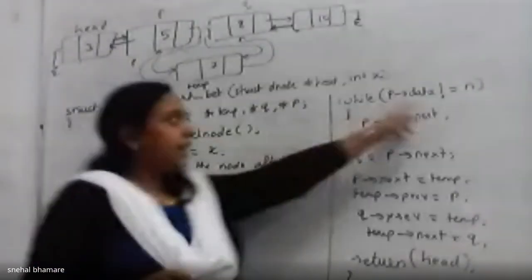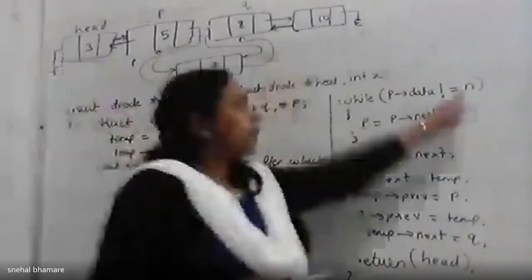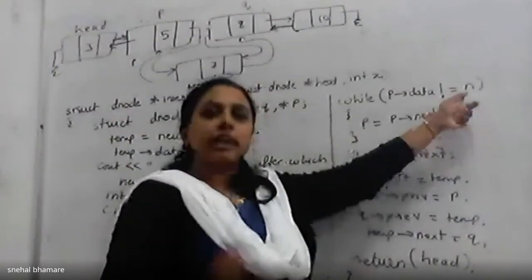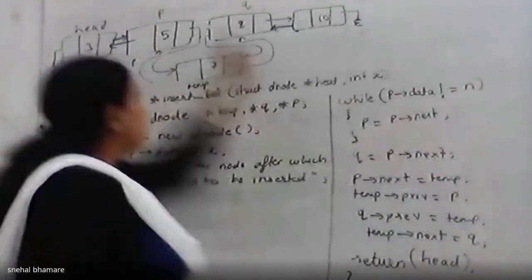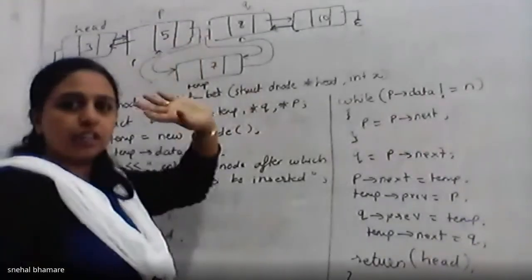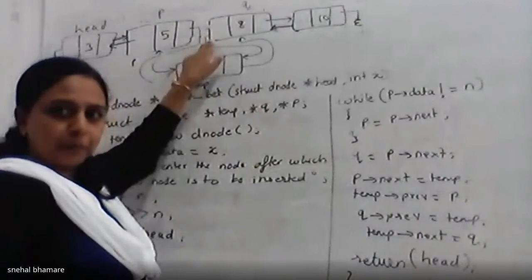Again, check the condition. P data not equals to n. P data is 5. N is 5. Not equals to what? The condition can be checked first. So this point will terminate and P will stop at this location. So we have got the position of P, right?